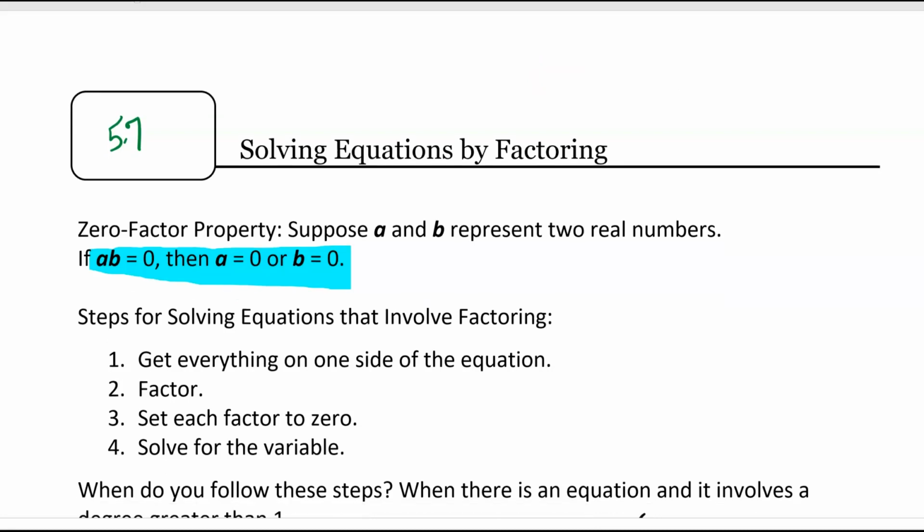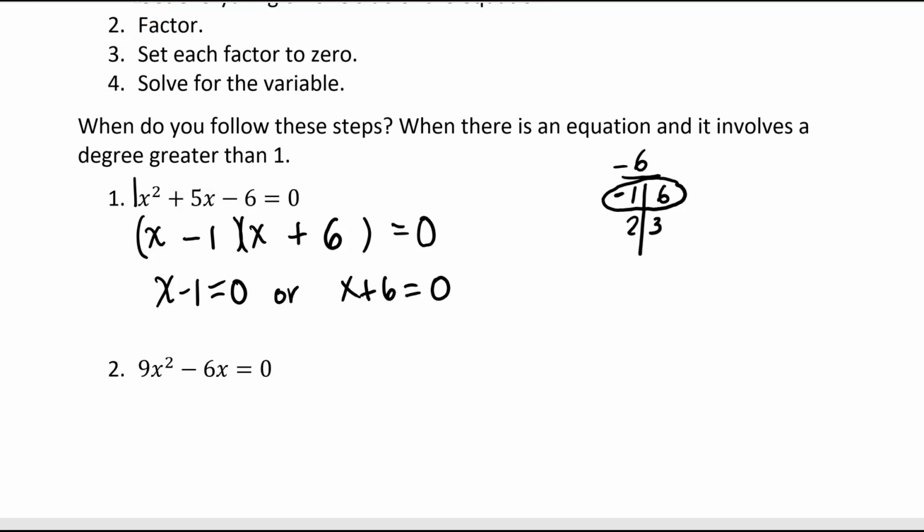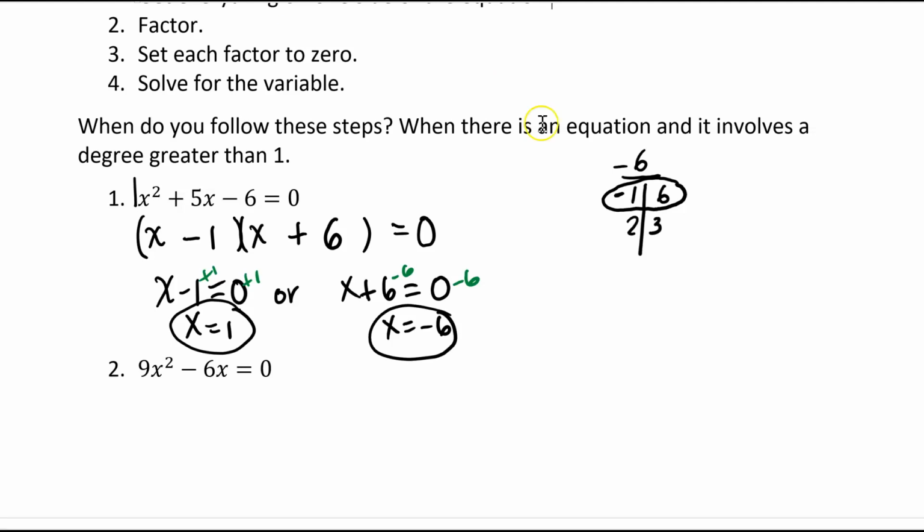Those factors equal 0. So we're going to put x minus 1 equals 0, or x plus 6 equals 0. And then you're going to solve for x for each one of those. So over here we will add 1 to both sides to get x equals 1. And on the right we will subtract 6 to get x equals -6. So our solutions are 1 and -6. Moving on to number 2.